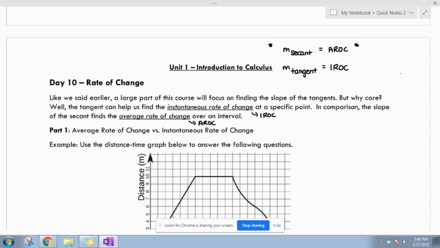So I'm going to keep that up at the top for you so that you can kind of keep that in the back of your head. Because a lot of the times I find students freeze up when I say, find me the instantaneous rate of change. And then they go, well, I don't know how to find it, miss. And I'm like, technically you do. You just find the slope of the tangent line. So let's take a look at part one. So part one here talks about average rate of change versus instantaneous rate of change. And we're going to take a look at our first example to help us out.